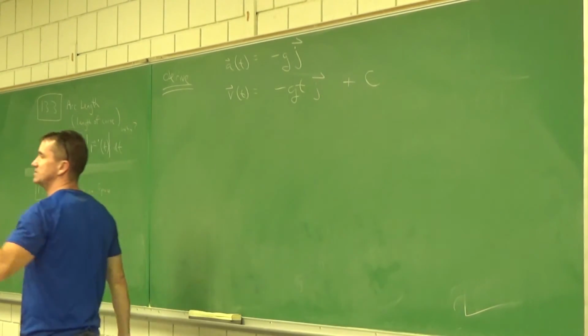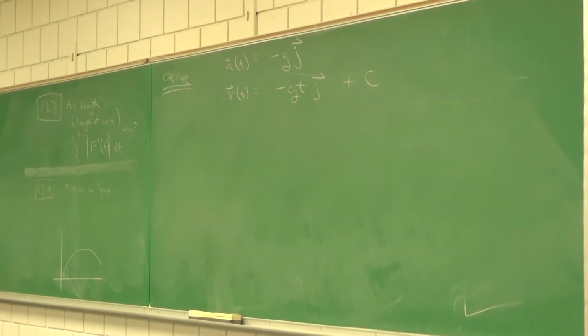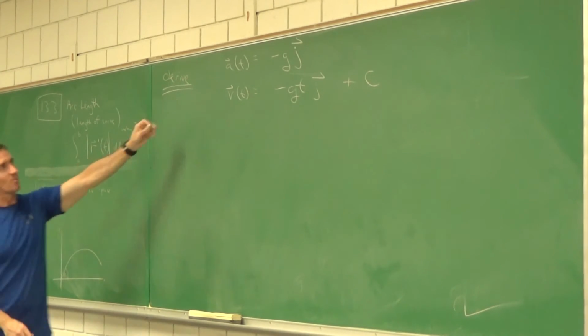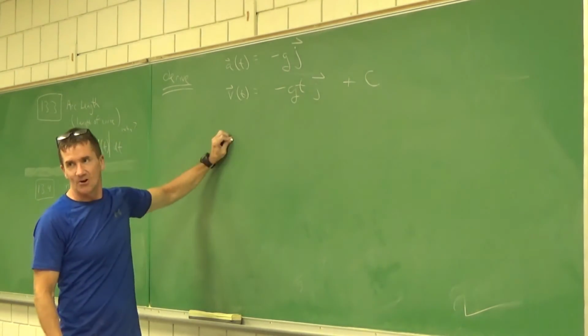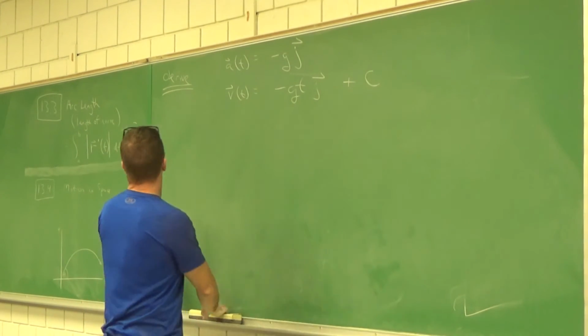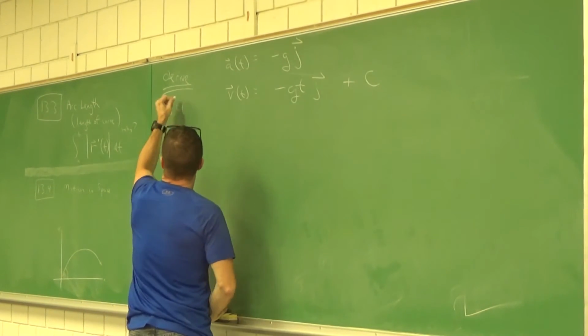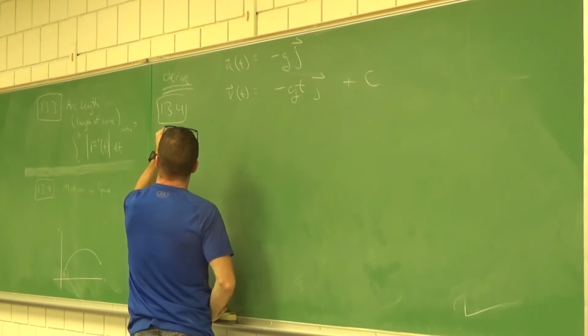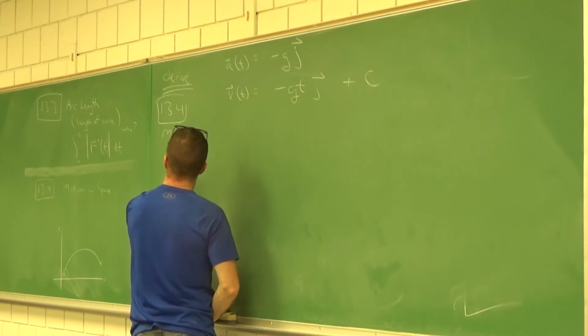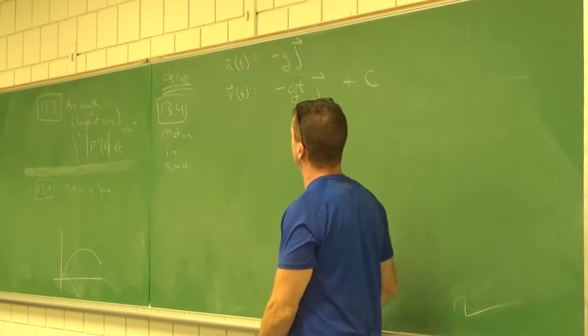Now, all we're trying to do is get the r of t. We're almost there. We're at velocity, and we only need to get r of t. And this is in section 13.4, motion in space. Once we derive this, we'll work out a problem.